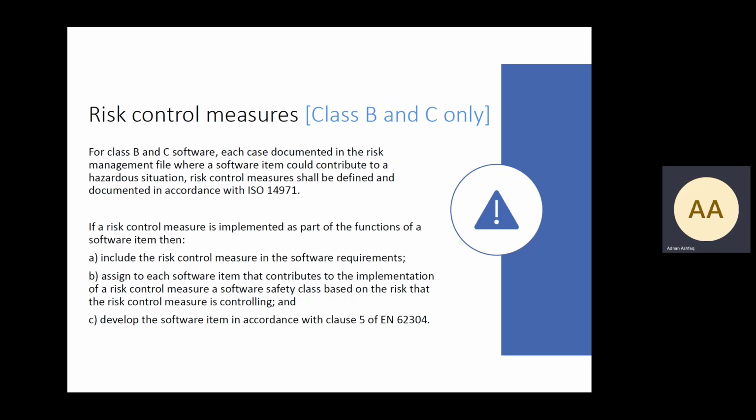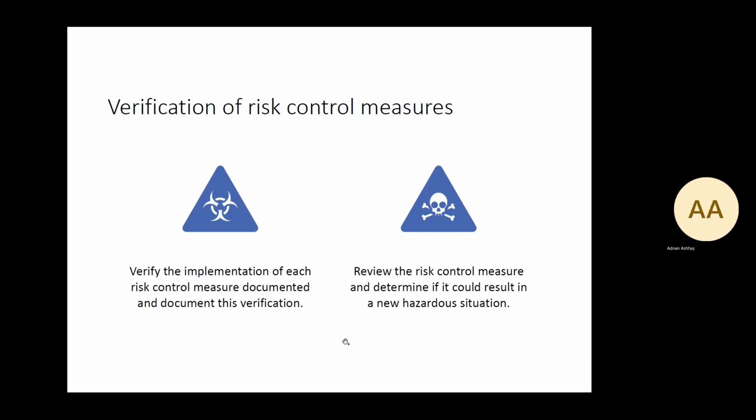For each case documented in the risk management file where a software item could contribute to a hazardous situation, risk control measures shall be defined in accordance with ISO 14971. If the risk control measure is implemented as part of the function of the software item, then include the risk control measure in software requirements, assign to it each software item that contributes to the implementation, and then also the safety classification based on that risk, and then develop the software item in accordance with clause 5 of 62304.